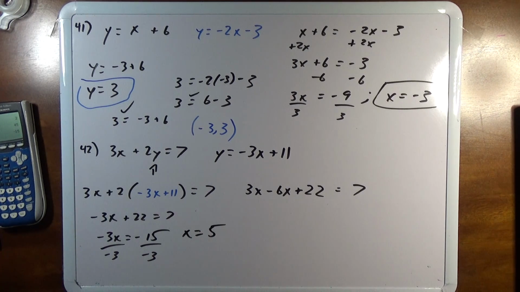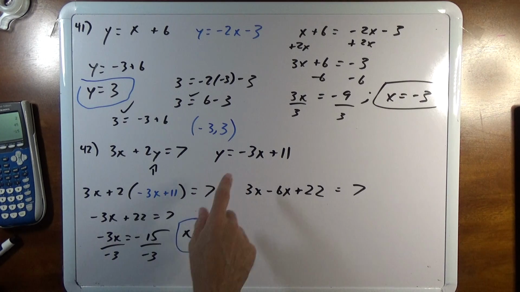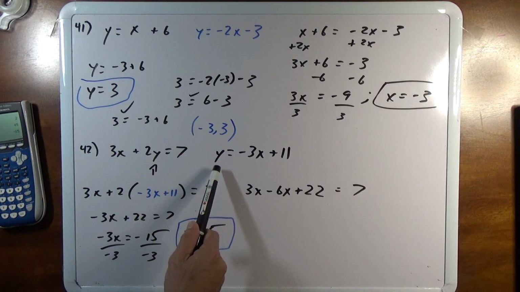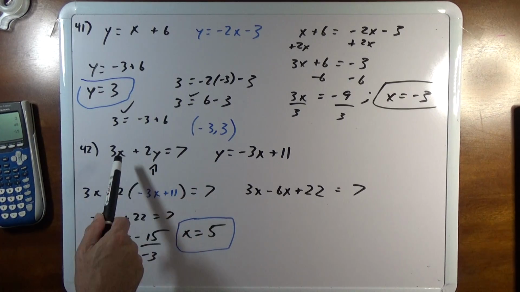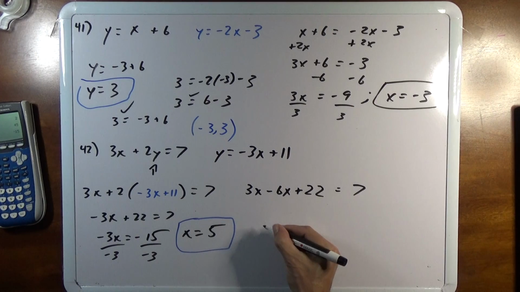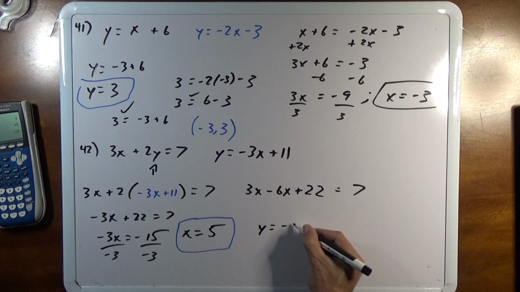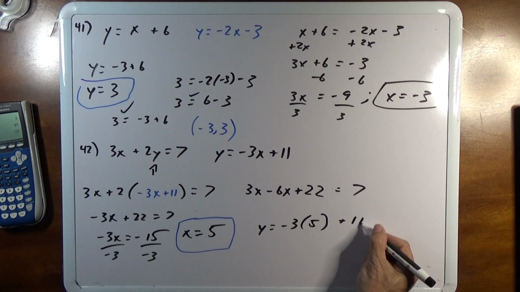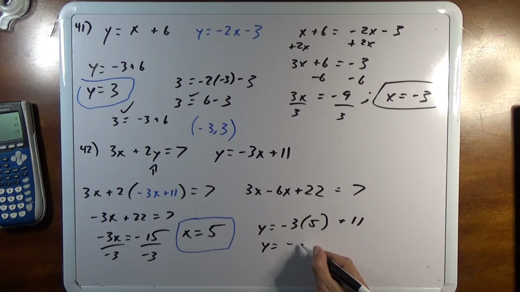Now we have one of them. We have x equals 5. We're going to substitute that into either of our original equations. This one's isolated for y, so that makes it easier, but I could put 5 in the other one and solve for y. I'm going to do it here. So y is equal to negative 3 times 5 plus 11, negative 15 plus 11.